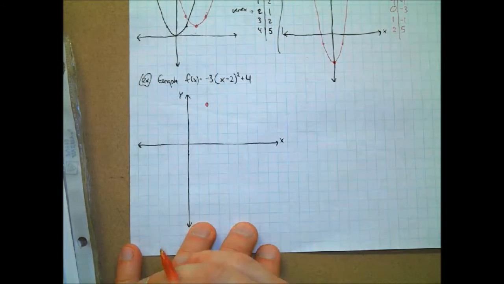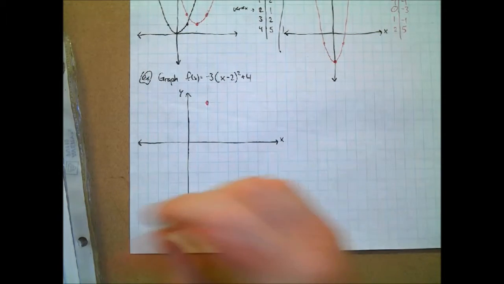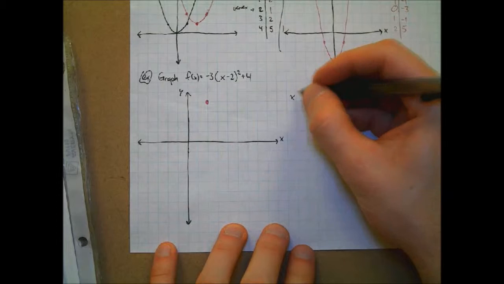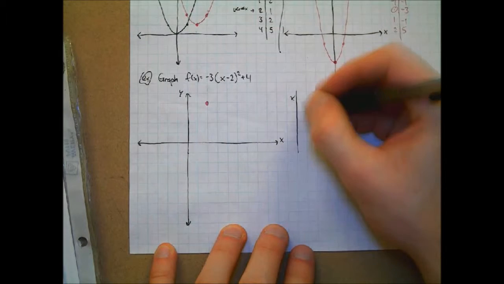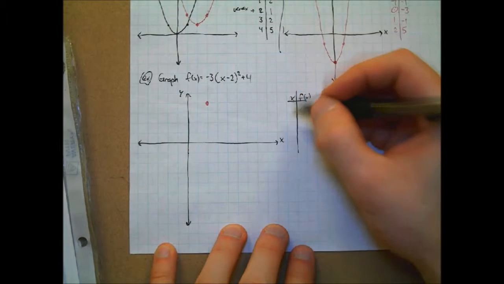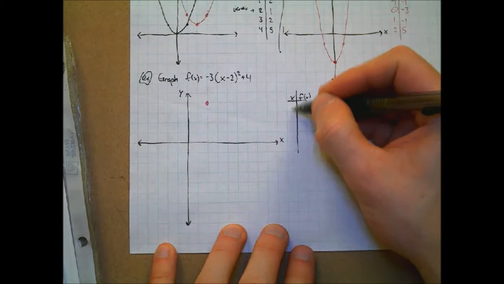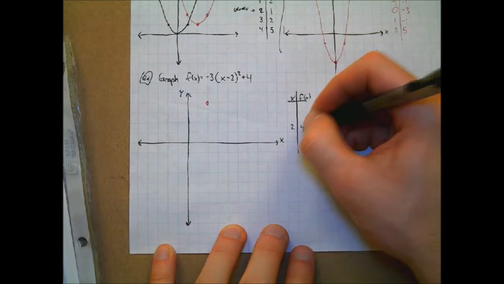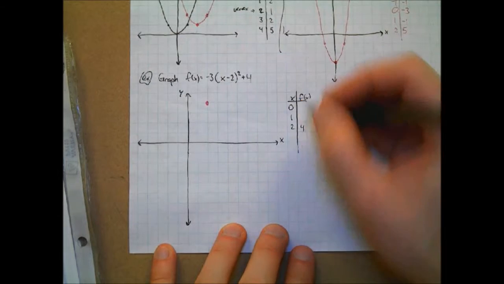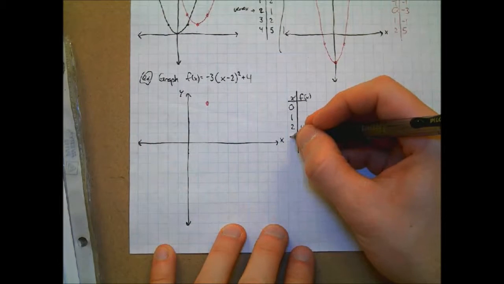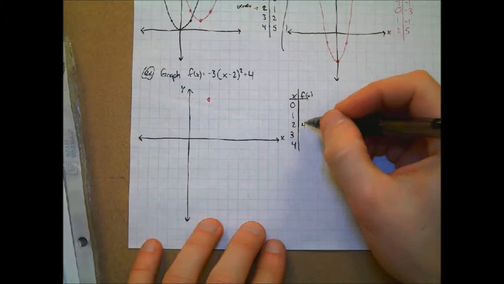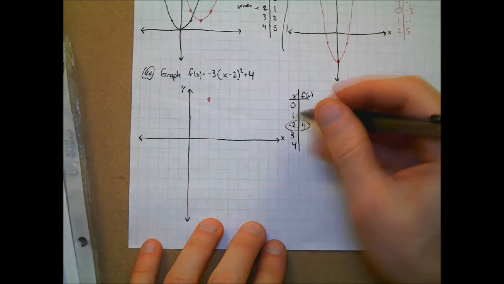Okay? So again, if you like the table method, you can use the table method here. So we'll go x and then f of x. Put the vertex in the center of that table, leaving two spots above it, two spots below it. So we have the point 2, 4. So I'll do 1 and 0, and I'll do 3 and 4 there. Okay, so again, there's our vertex right there.